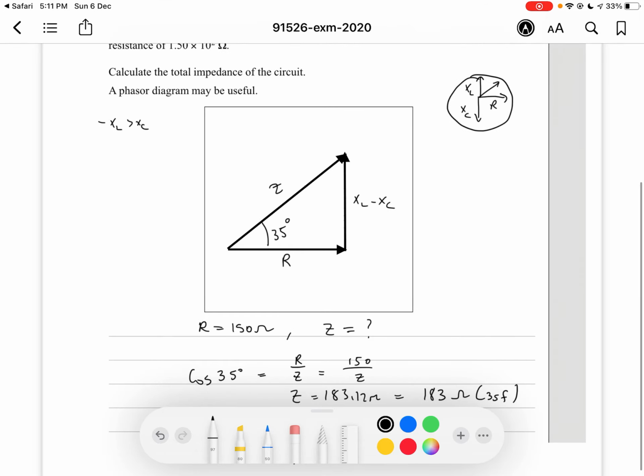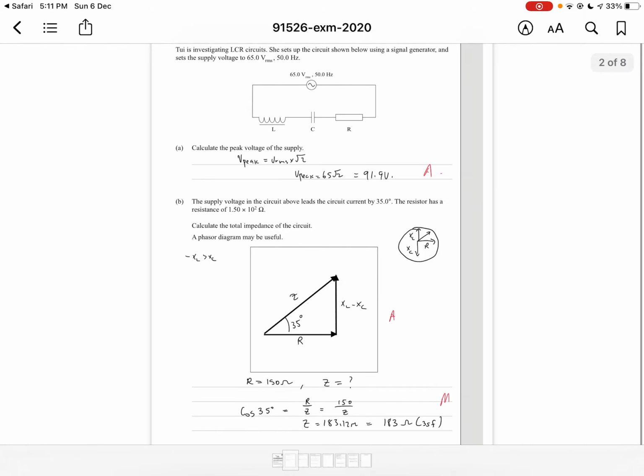This could be a merit or achieved question. It should be achieved for being able to draw the phasor diagram, and merit for being able to draw the phasor diagram and being able to calculate the impedance.